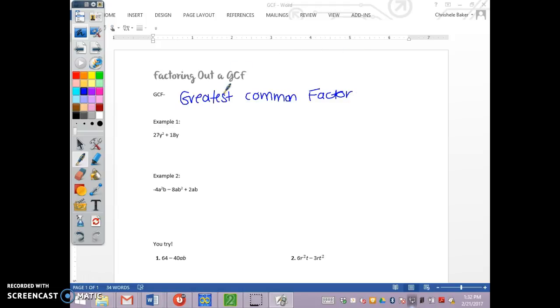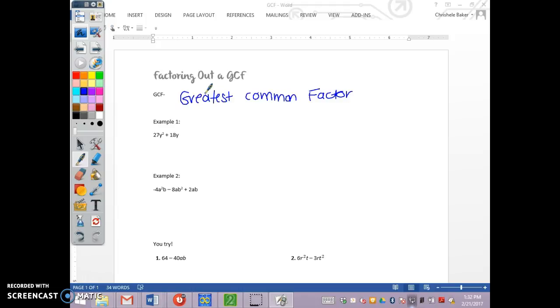Greatest means it is the biggest. So don't take out a 2 if you can take out a 4. Don't take out a 5 if you can take out a 10. You want it to be the biggest thing possible. Common means it has to be in every term. And factor means that we're taking it out using division.